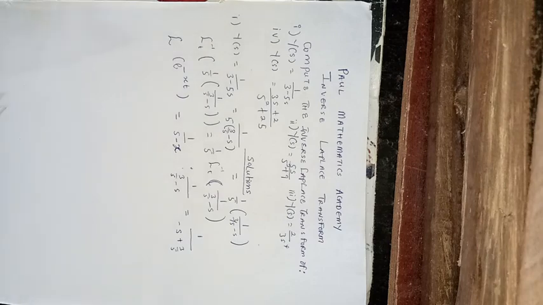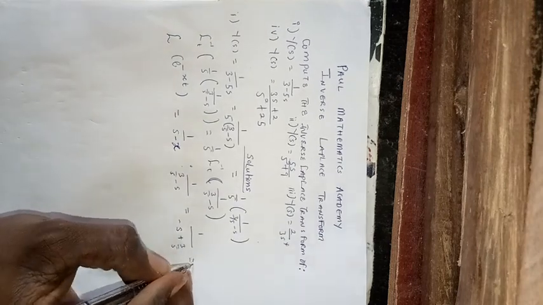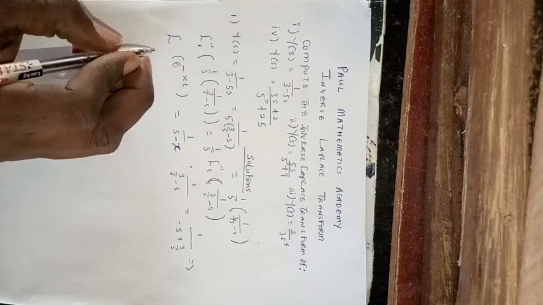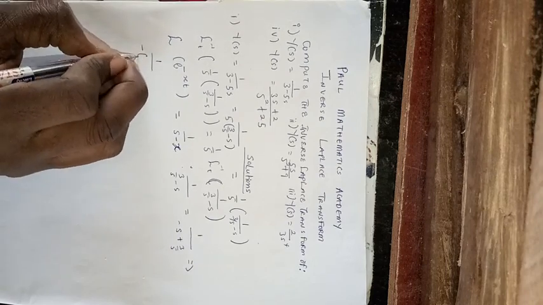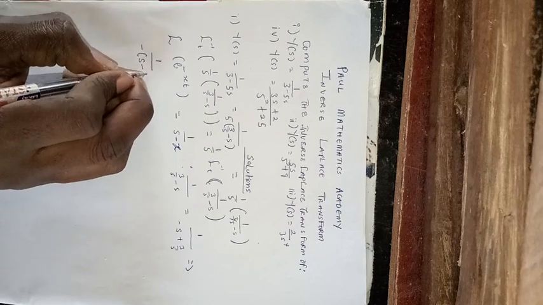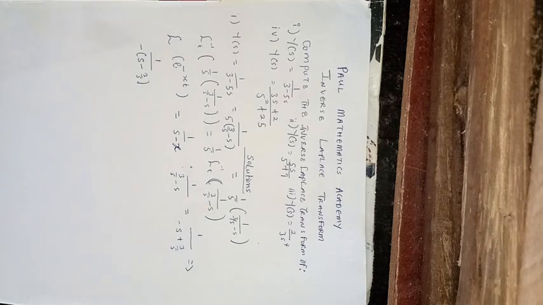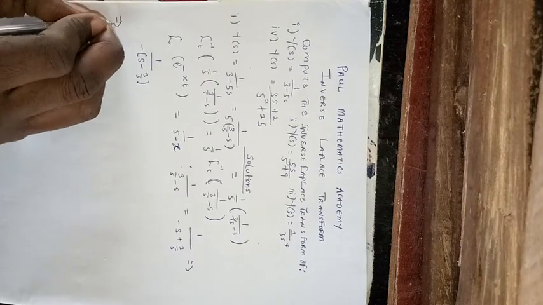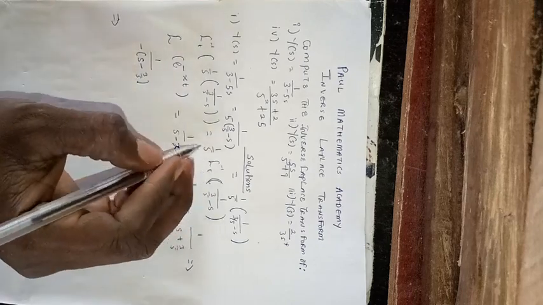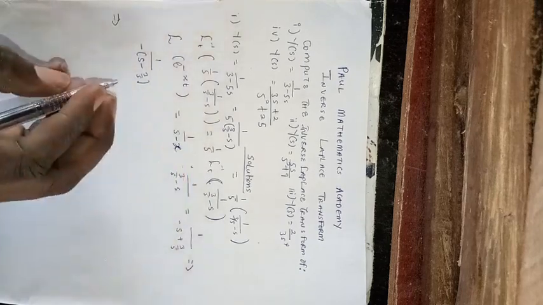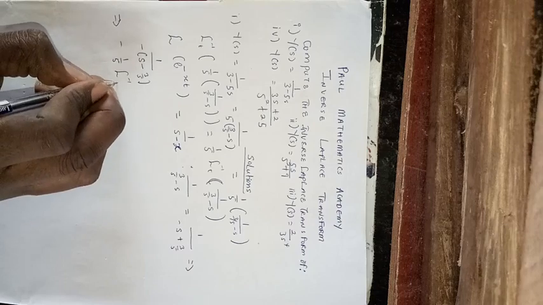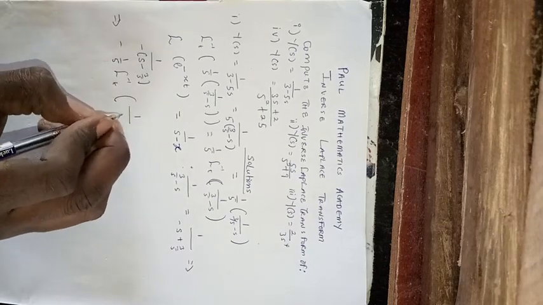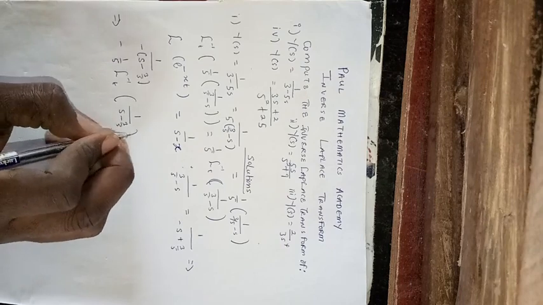But I want this to be in this form, so I can factorize minus out in my denominator. So if I do that, I'm going to have 1 over minus into bracket s minus 3 over 5. Do you understand it now? So now our inverse Laplace transform will be, this negative sign will come out here. I'm going to have minus 1 over 5 inverse Laplace of 1 over s minus 3 over 5.